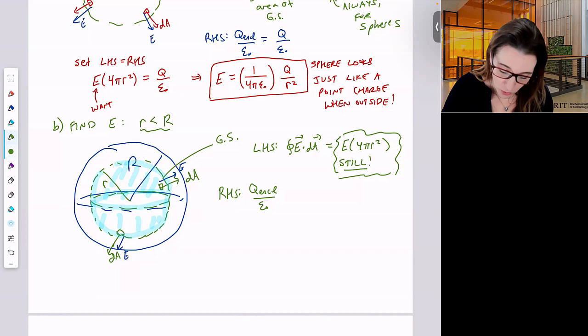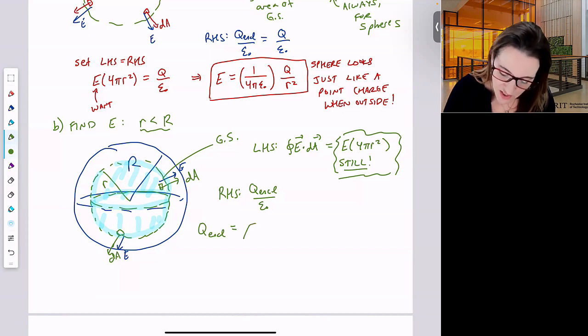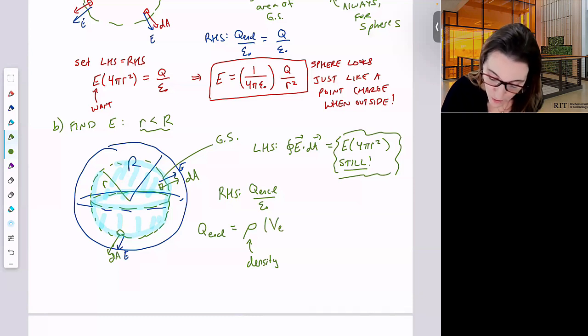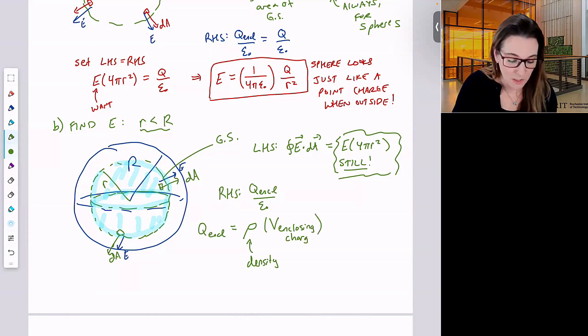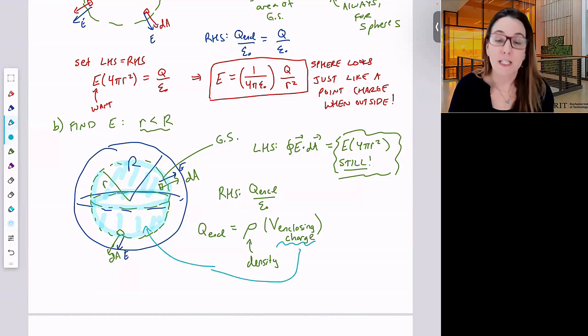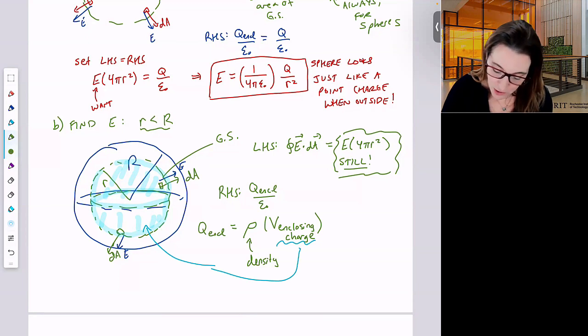So to get our Q enclosed, we are going to write this using a density. Our Q enclosed can be written as our density times the amount of volume that's enclosing charge. In this case, the volume enclosing charge is the volume that I have shaded in that picture, because that's the volume that's enclosing charge. The density is my charge density.